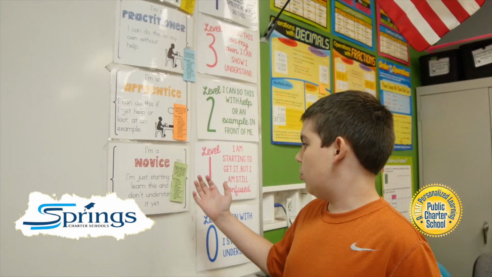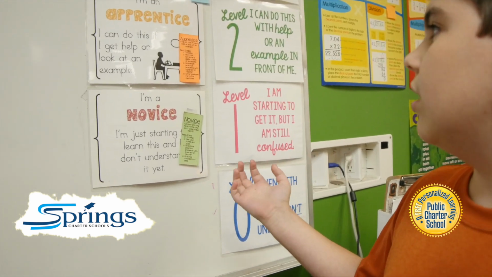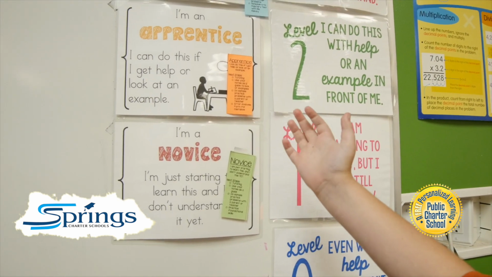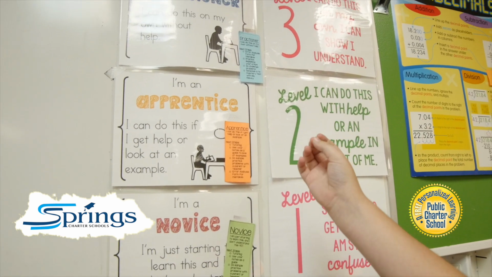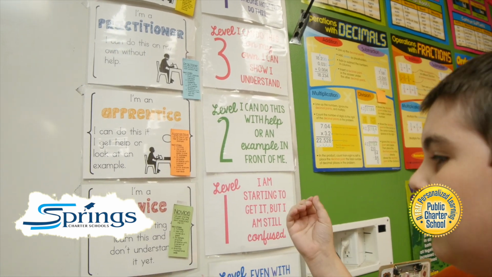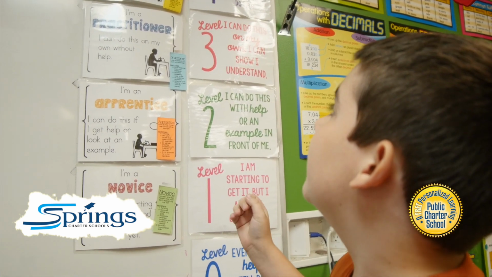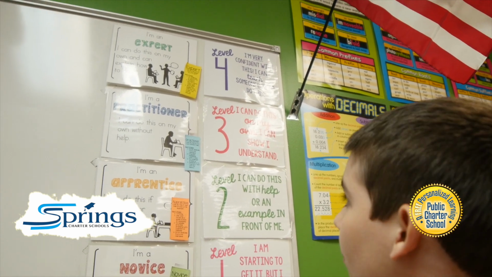So a novice is a 1. That means you don't quite understand it yet, but you're going to get there. An apprentice means you're close, but you can make it with help. A practitioner means you've mastered it and you know you're on level. An expert means that you can explain it to someone else without help.